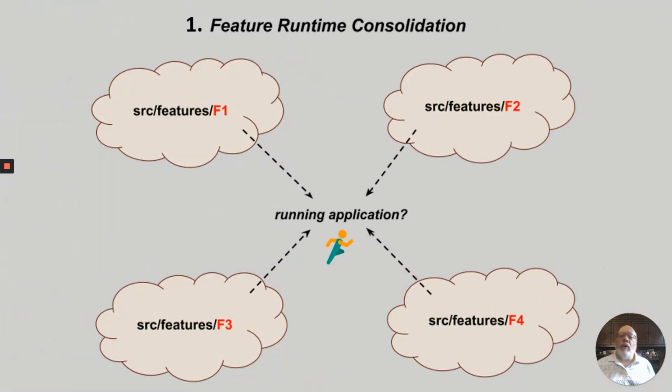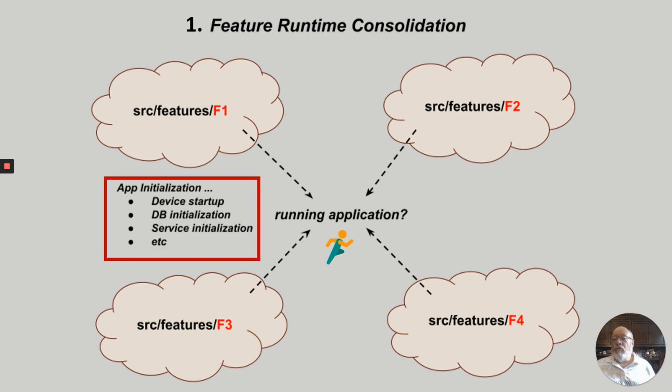First of all, feature runtime consolidation. This is really dealing with the startup initialization of your project. And it can really be broken down into two subcategories. The first one is app-specific initialization that's required by each feature. It could be that one feature needs a database connection, or another feature may need to even inject some DOM into the static root of your project.